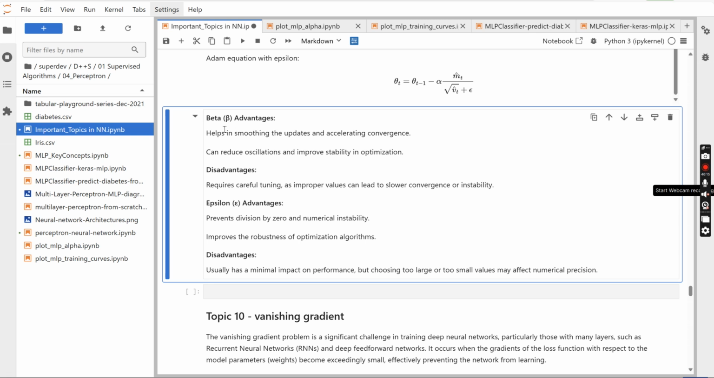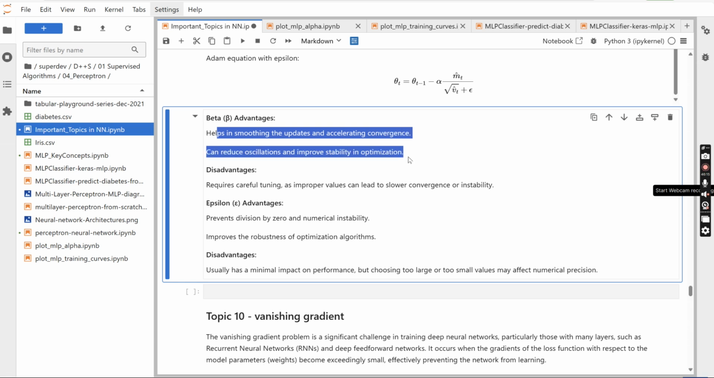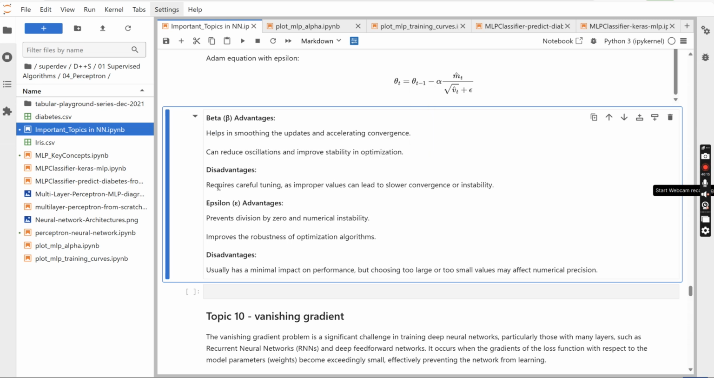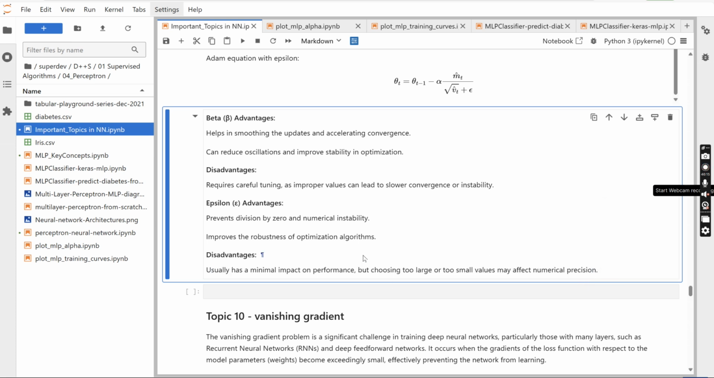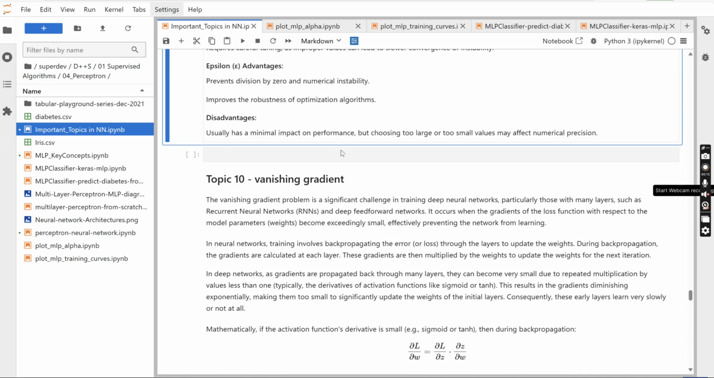So what are the advantages? Beta is used to smoothen the update process, increase convergence, and reduce oscillations. The disadvantage is that you have to tune it properly. Epsilon avoids the zero division error, adds stability to the calculation, and improves the robustness of the optimization algorithm. The disadvantage is that it plays a minimal part in performance, and choosing a value that is very large or very small may affect numerical precision. So that is the thing.